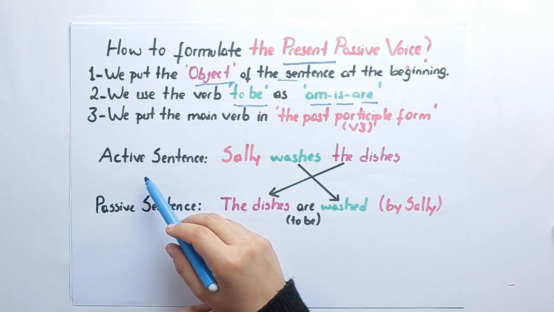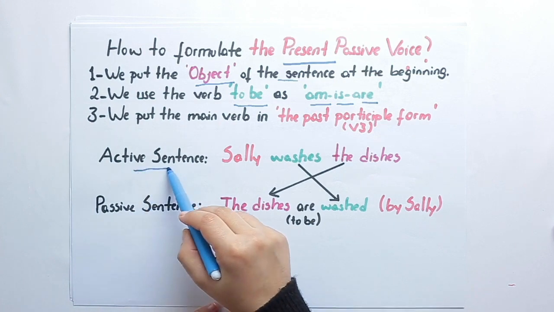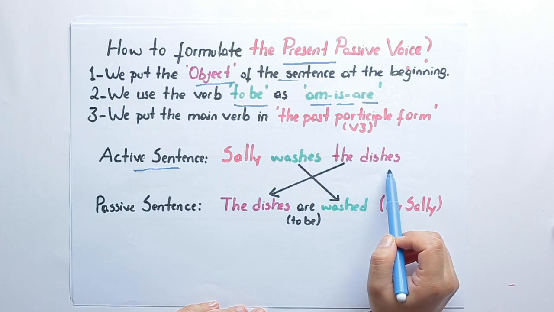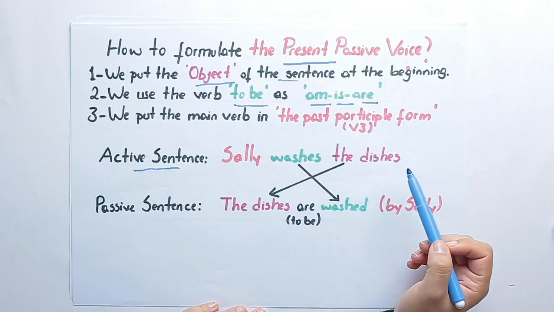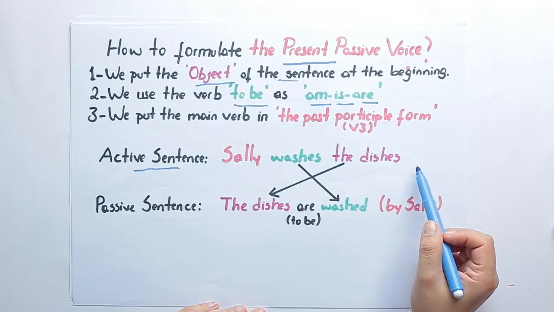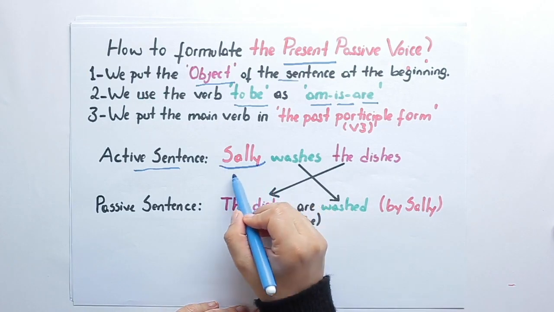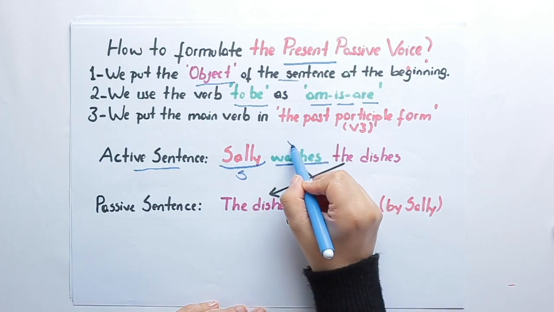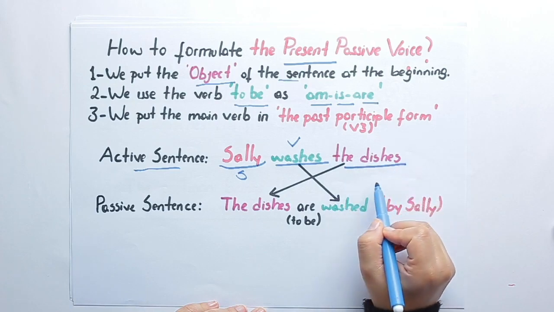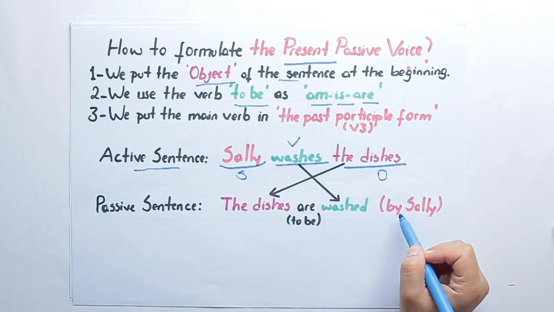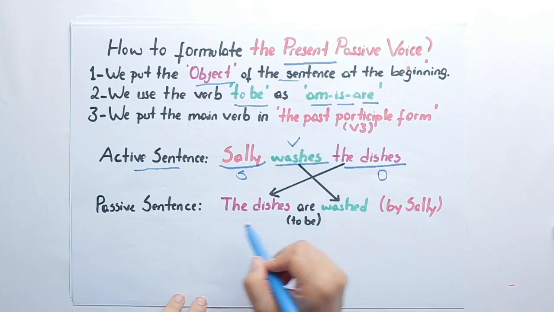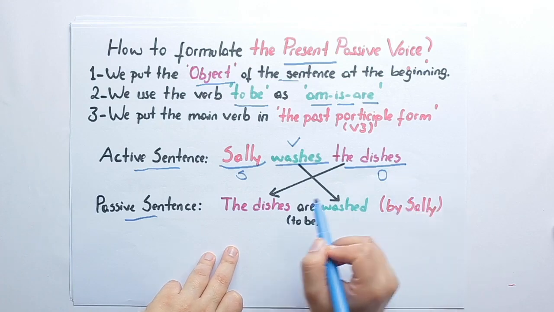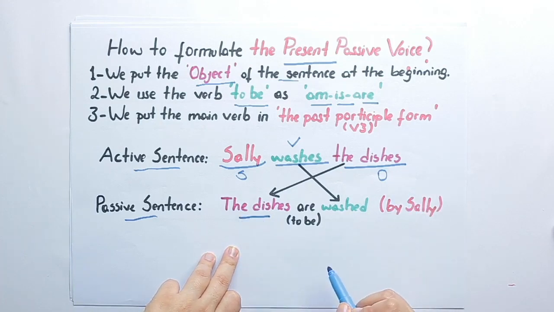Let's see it in an example. We have an active sentence. Sally washes the dishes. A simple present active sentence. Sally is my subject. Washes is my verb. And the dishes is my object. Now I will start my passive sentence with the object, the dishes.